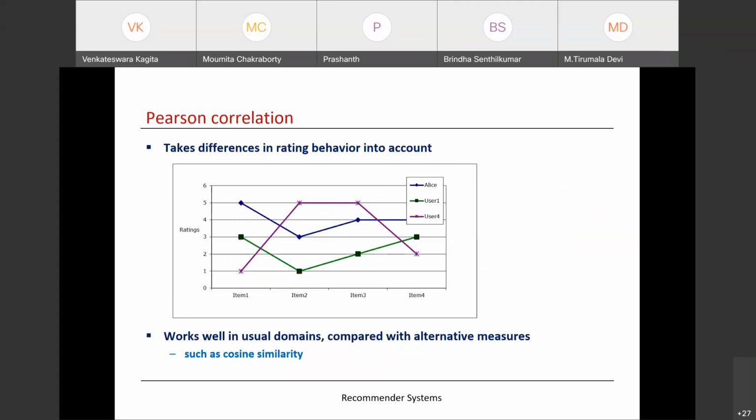Sir, but correlation is more or less similar to the cosine measure, right? Why the difference here? Because they are similar, that is why we are comparing, no? Yes, there is no doubt they are used for the same purpose. But in the usual domains, when you apply it practically, Pearson correlation is working well.